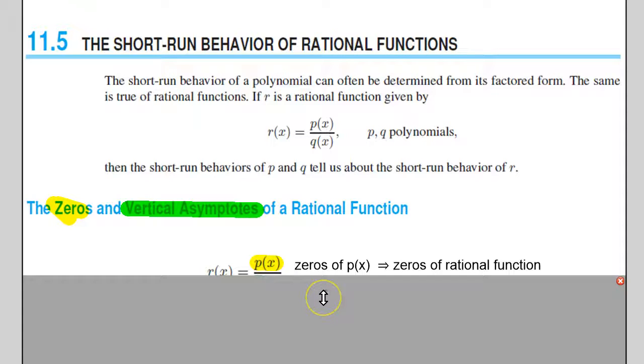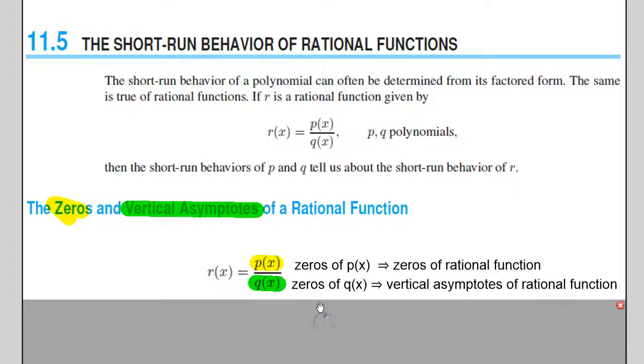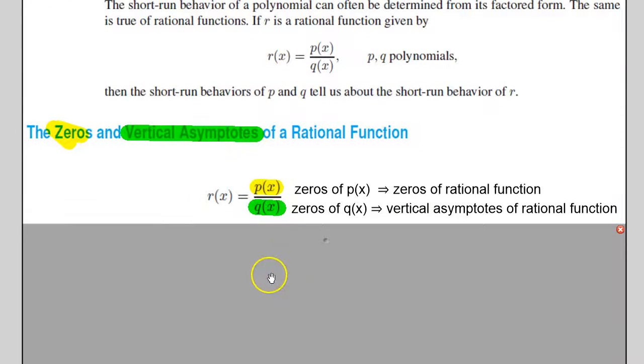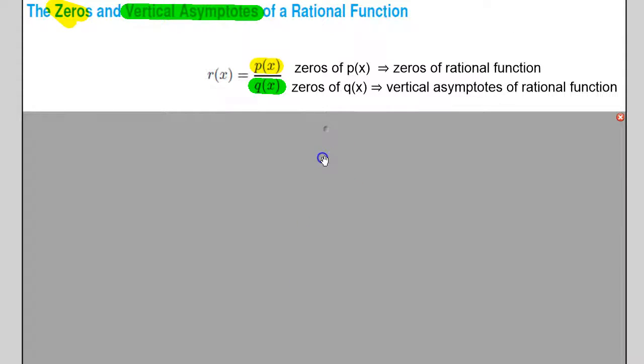And you guys might be able to guess that the vertical asymptotes can be determined by the zeros of the denominator polynomial, which makes sense because whenever the denominator of a rational function is 0, that means you have an undefined value, which means you can have either a vertical asymptote or a hole. We'll get to that later. And in this case, for the most part, you have a vertical asymptote. Okay? So let's look at an example and apply what we've learned.